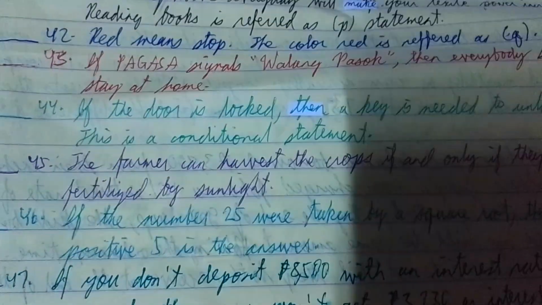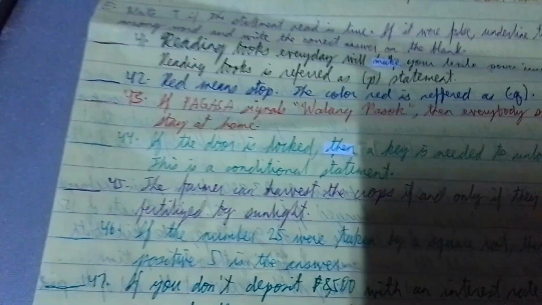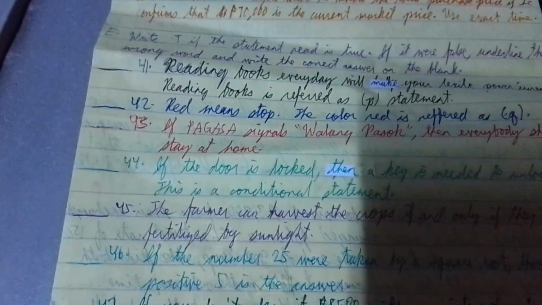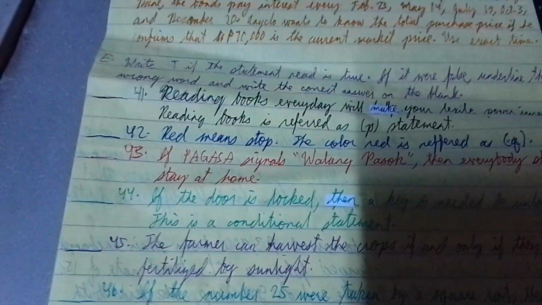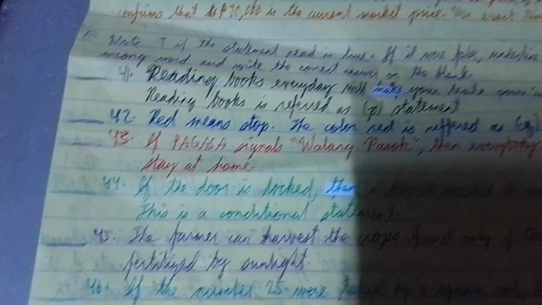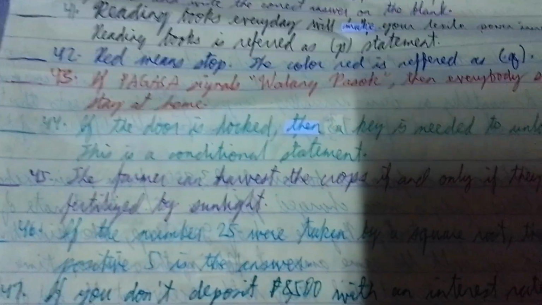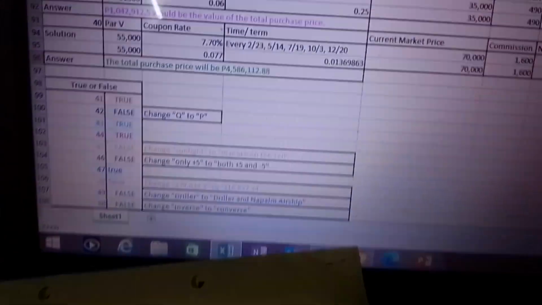Next, number 6. If the number 25 were taken by a square root, then only positive 5 is the answer. Wrong! Remember, based on logic, whenever you take the square root of a number, we know that it is both positive and negative. So therefore, this is false. So change positive 5 is only the answer to positive 5 and negative 5.